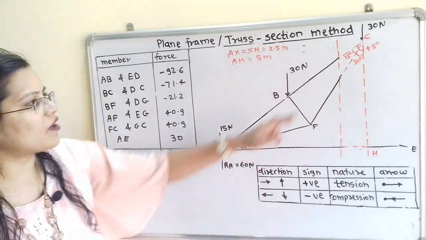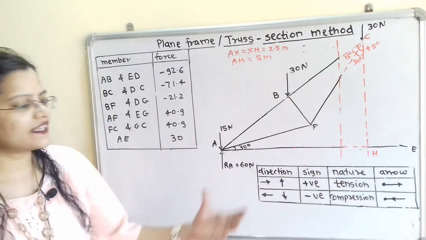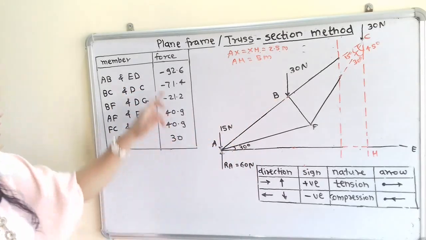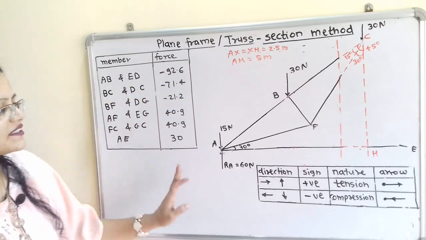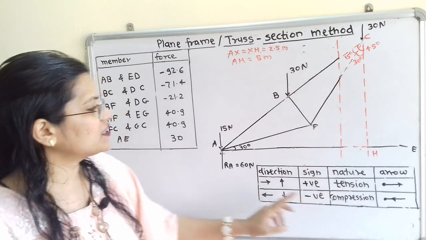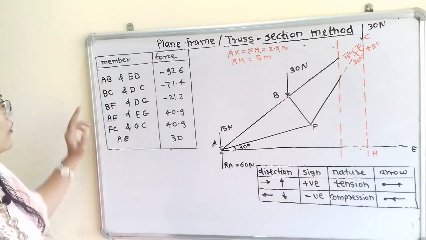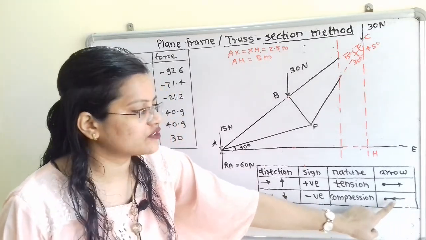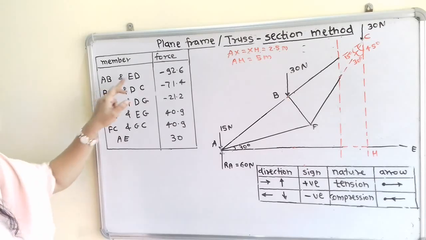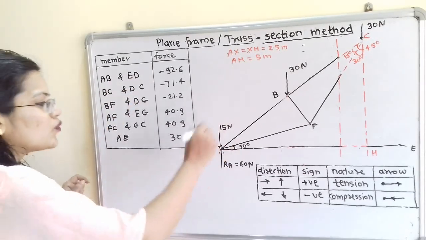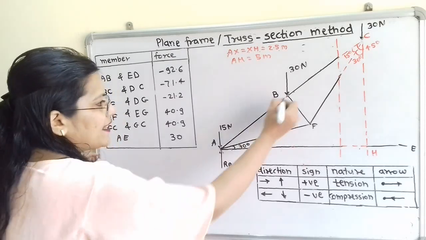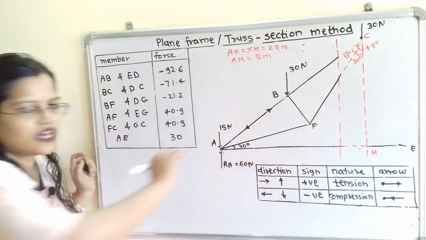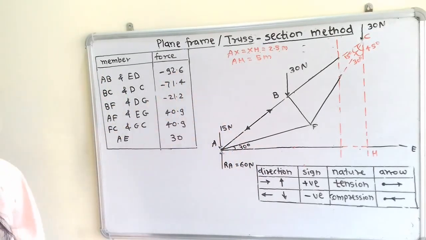Diagram is symmetric about this CH. So we can say that the force in the member AB is equal to force in the member ED, and it is minus 92.6. That means nature is compression. So for compression nature, how to show the force? Here I have shown this is the joint and this is the member. We have to show direction of arrow towards the joint. So for AB, we will show the direction towards the joint. So here is the joint A and here is the joint B. So we will show here the direction. Both the directions are opposite but magnitude is same, 92.6.